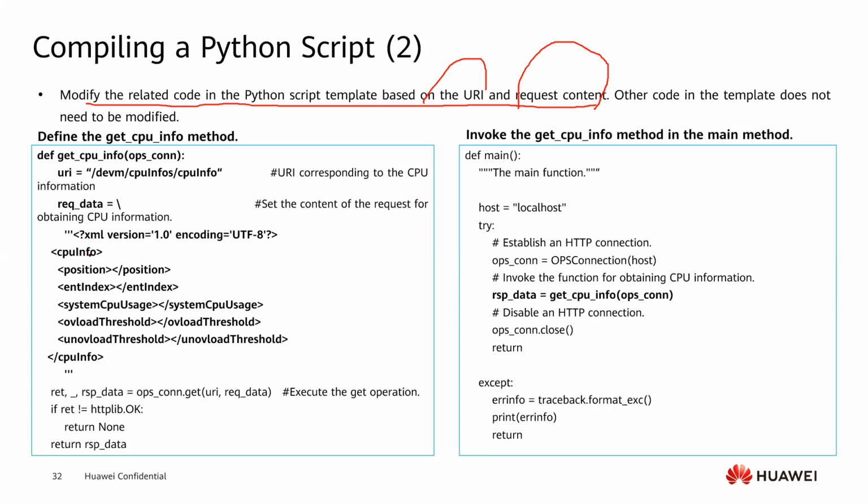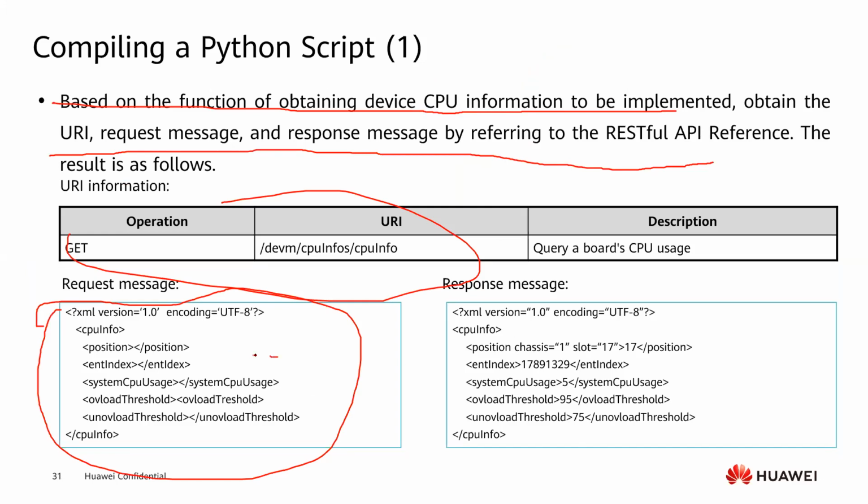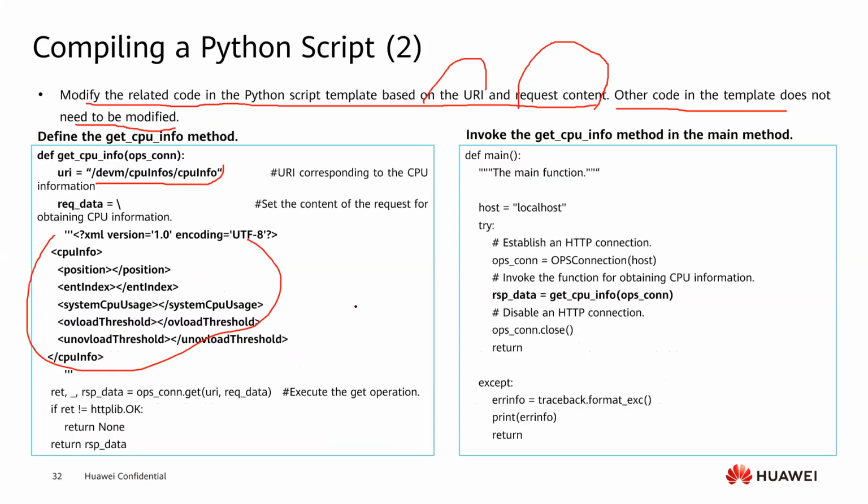I think you may not need to remember all the code. You just need to know where to change. Our code in the template doesn't need to be modified. The URI is the CPU info, which you can find in the device document. Invoke the get CPU info method in the main method.